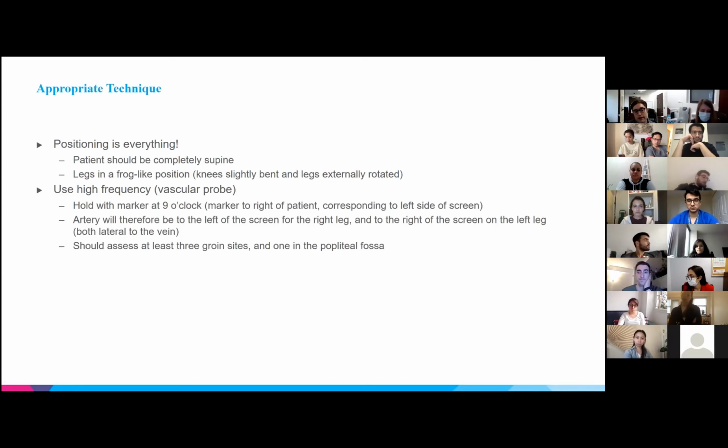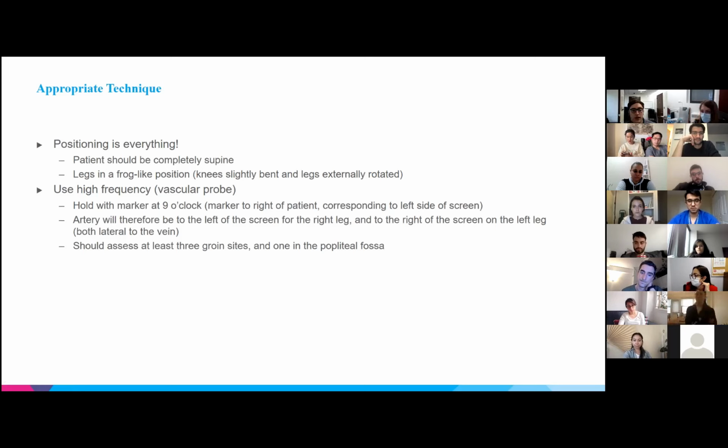And the legs should almost be in like a frog-like position. So you want the knees to be slightly bent and your legs externally rotated. That'll provide the best access for getting the best views. And so you're going to be using your high frequency or vascular probe, and the marker should always be pointed to 9 o'clock. And so this will correlate in general to the right of the patient, and it will correlate to the left of your screen.